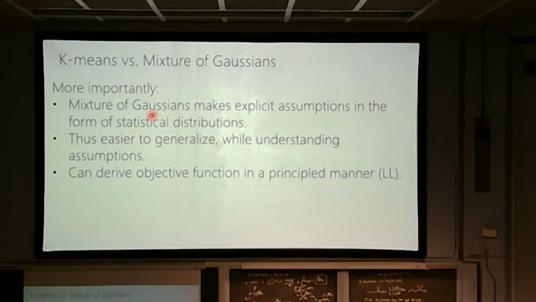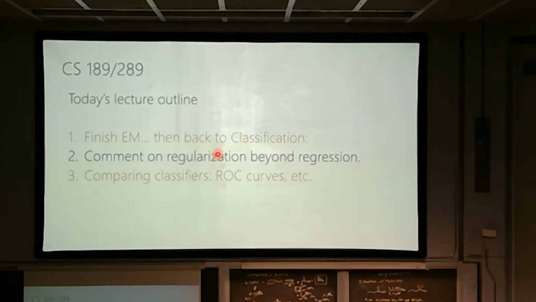So, right, and then I've said this already, but more importantly, the mixture Gaussians makes the assumptions explicit that you're using, and therefore it's easier to generalize and reason about, and you can derive the objective function and the algorithm in a principled manner. Okay, so that is EM.